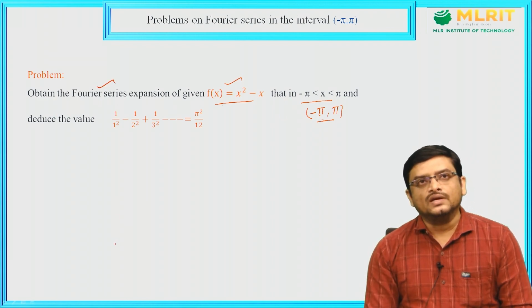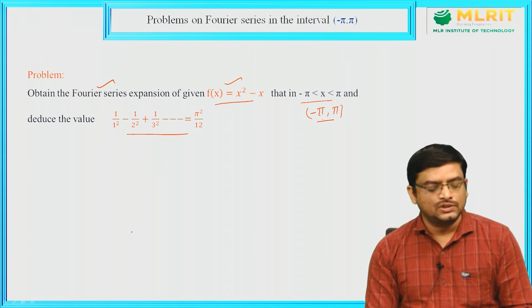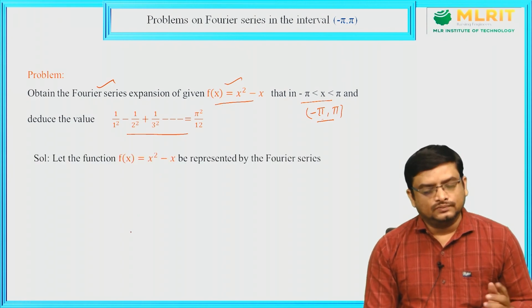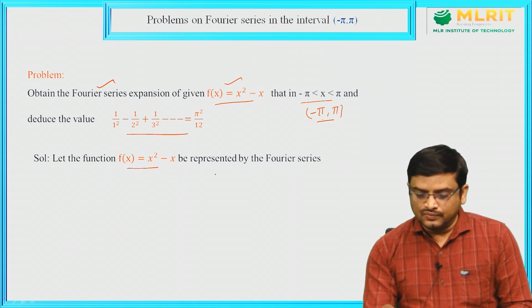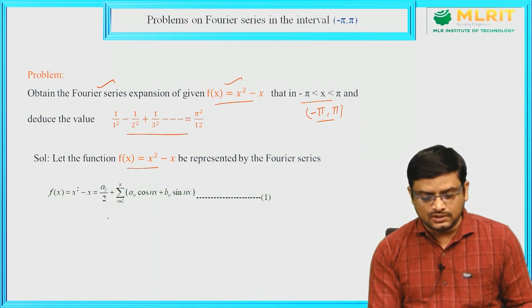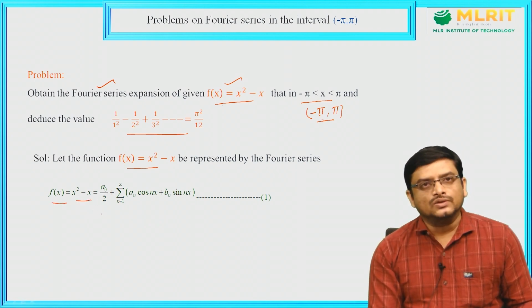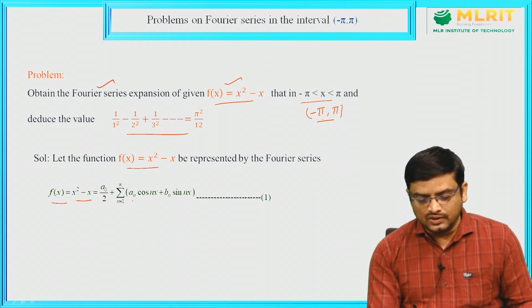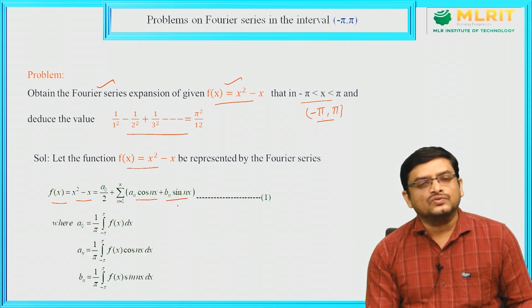Once we find that Fourier series expansion, with the help of it we have to prove this condition. Now we will see how to prove this. This is the function given, f of x is equal to x squared minus x. Now the Fourier series for this function is given by this standard formula: f of x is equal to a0 by 2 plus summation n is equal to 1 to infinity of an cos nx plus bn sin nx. These are the coefficients we have to find: a0, an and bn.